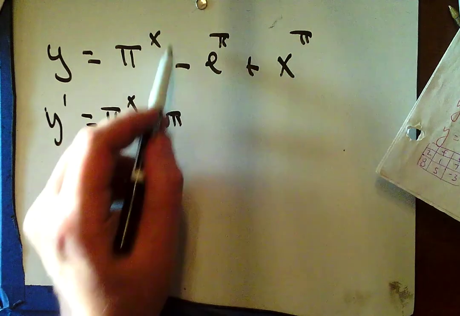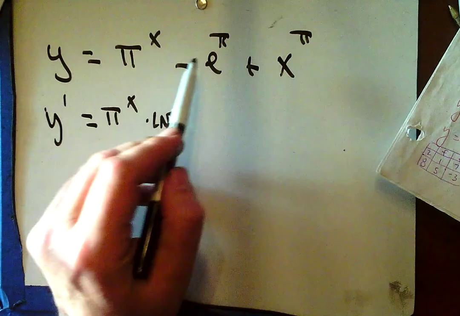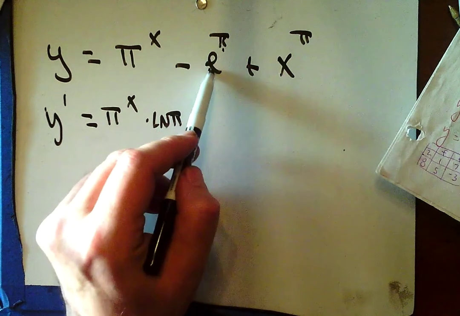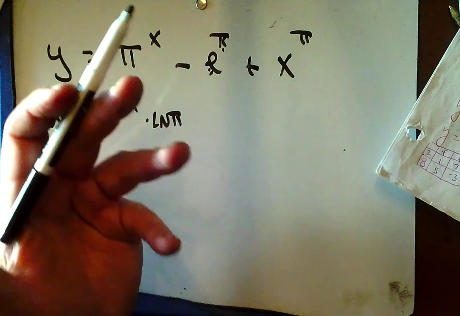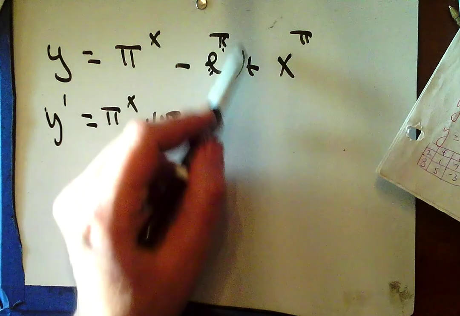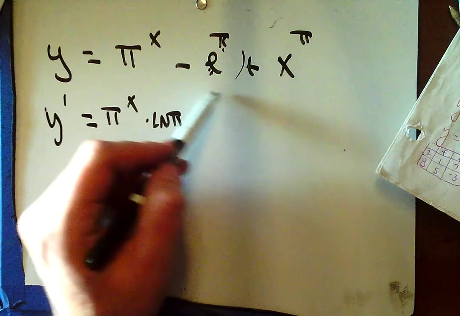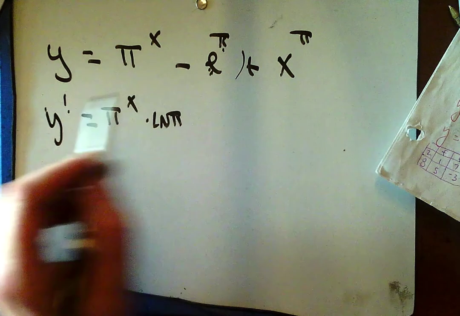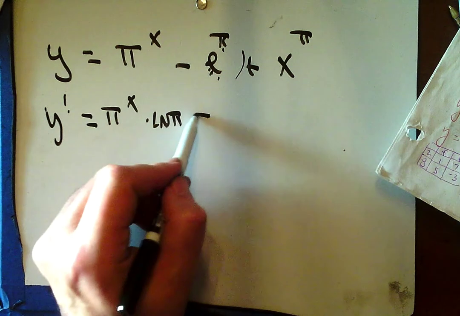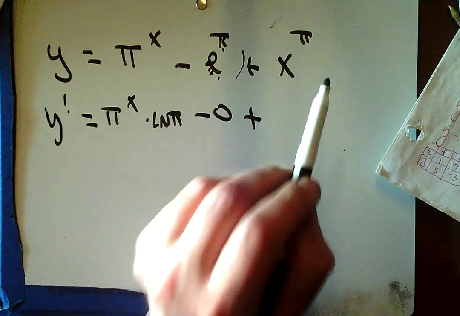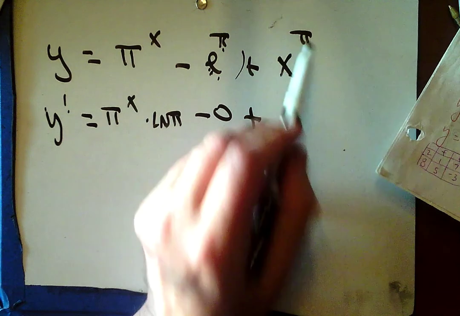Now, what about the derivative of e to the pi? Well, e is a number, pi is a number, a number raised to a number is going to be a number. This is just a constant. It's just some number. So what's the derivative of a number? 0. Plus, and over here, this is x raised to a power.